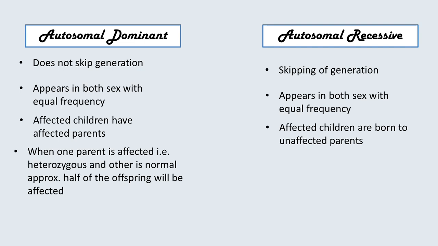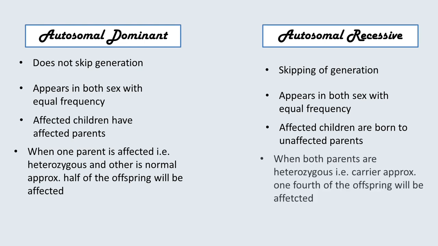So if we are seeing a trait in any particular generation, we have to see whether their parents are affected or not in a pedigree chart. The next one is that when both parents are heterozygous, basically carriers. Carrier, as I said, is the one that actually has the gene for that particular trait but does not show the trait. So when both the parents are heterozygous, approximately 1/4 of the offspring will be affected. Again, we will be using this rule in solving the questions.